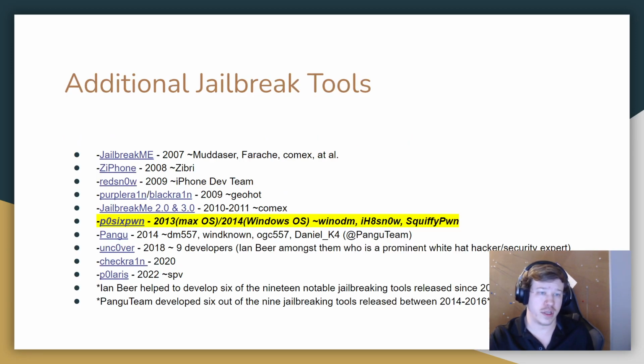These are a bunch of the additional tools that you could have used. These are ones that were released over the years, as well as the people that they were developed by, from 2007 up until 2022. As a note, Ian Beer, a very big, prominent white hat hacker, is in here. He has also contributed a lot to cybersecurity as a whole. The most notable thing he's done is the different jailbreaks that he's released since 2018, as well as Penguin Team, who released quite a few from 2014 to 2016. Those were the two main developers for basically four years, so they're a very prominent part of the jailbreaking community.